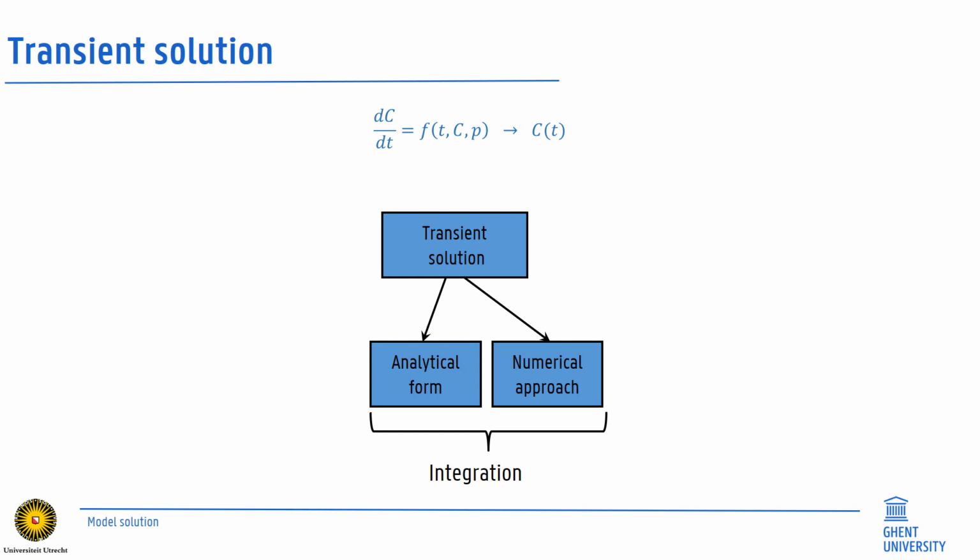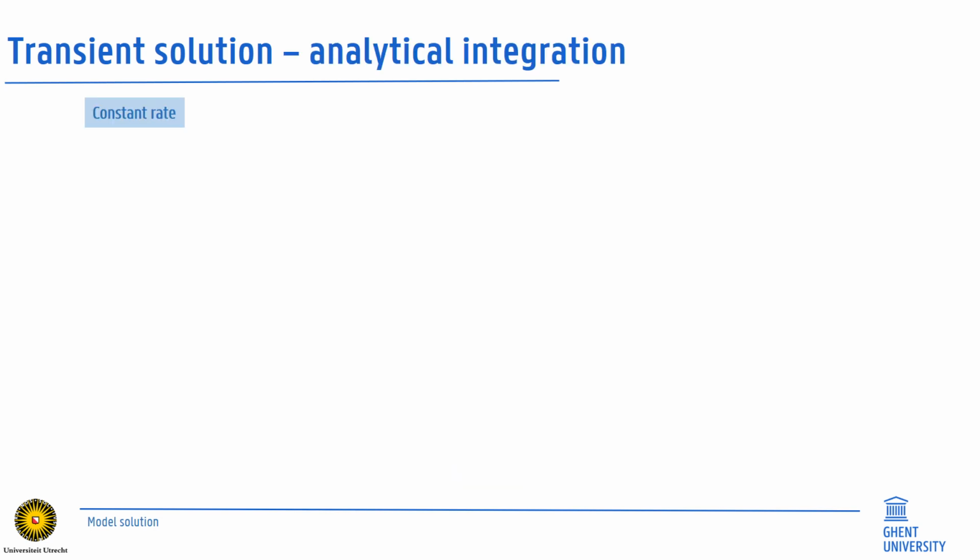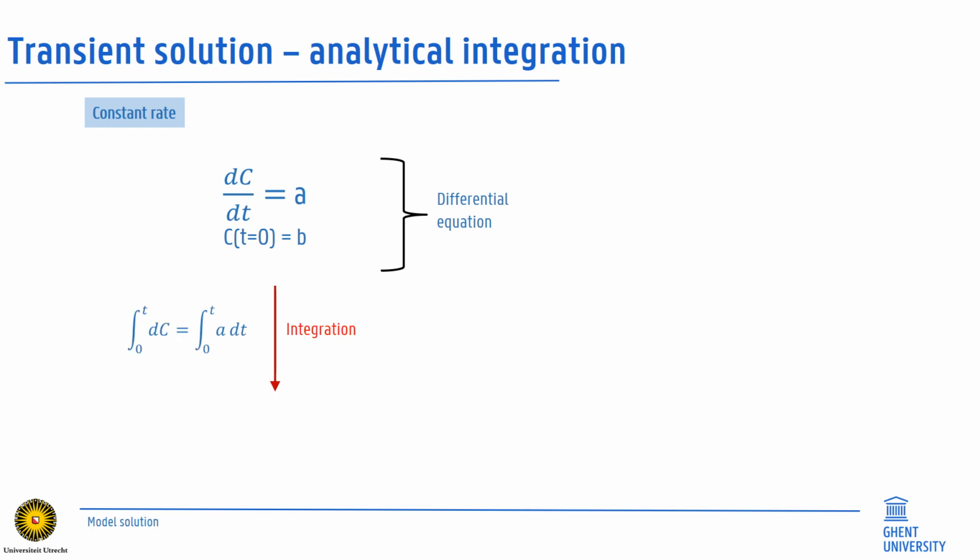Let us first give some examples for getting transient solutions by integration. Consider a constant rate of change, here represented by A, so the differential equation becomes dC/dt equals A. If we start with a concentration B, the starting condition, then integration gives us for C at any time t the starting condition plus the number of time steps considered times the constant rate A. Put alternatively, we start with a concentration B and simply add A every time step. The equation B plus A times t is thus an analytical solution which holds for any t and is always correct.